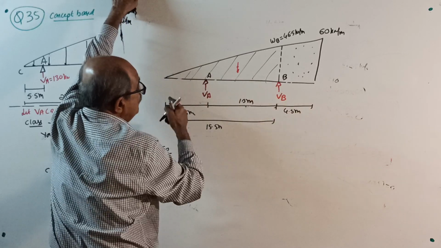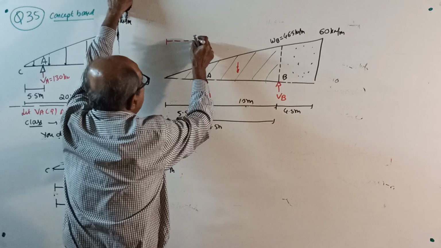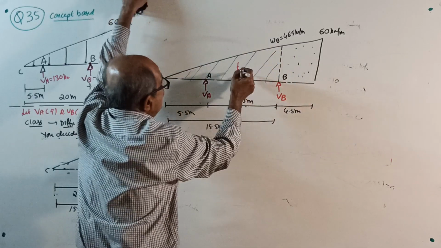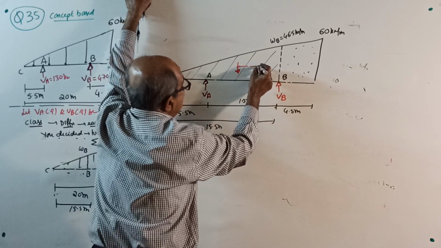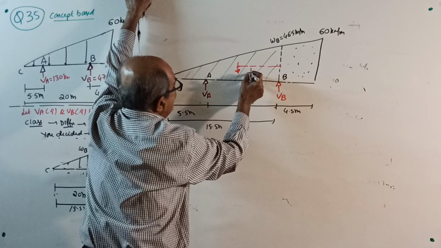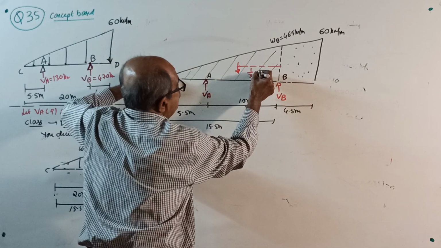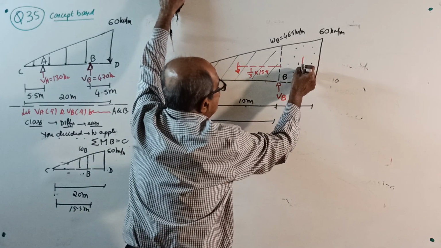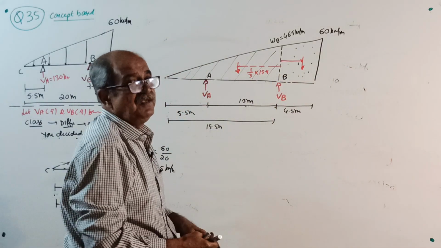Will pass here now for this load, and the distance from here to here will be... sorry, you are taking moment about B, correct? You are taking moment about B, okay. If you take moment about B, this distance will be 1 by 3 of this base, 15.5, and one more load will come here. For that one, you require the formula for trapezium. Okay, we already know it.